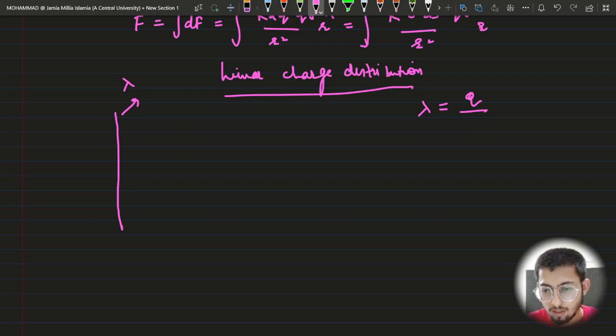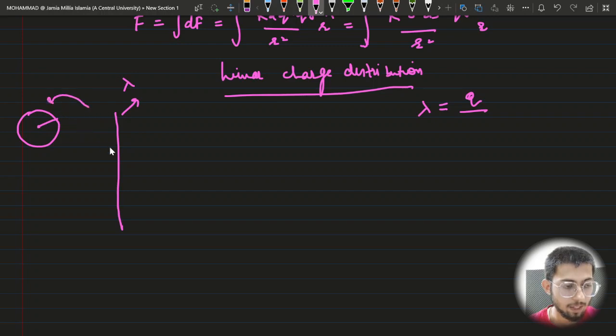Suppose this is a wire, and if we make it into a circle, the same wire is made into a circle by bending it. So its length will be equal to the circumference of this circle. Since this charge density is lambda, which is charge per unit length, in place of length we can write the circumference 2 pi r, because the length of this wire is the same as the circumference, isn't it?